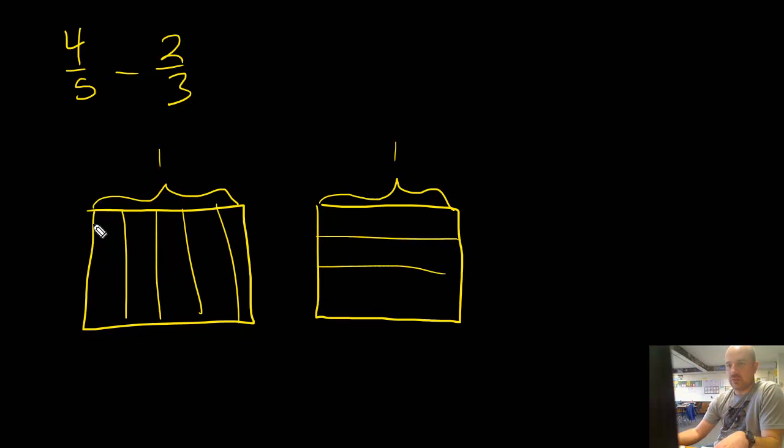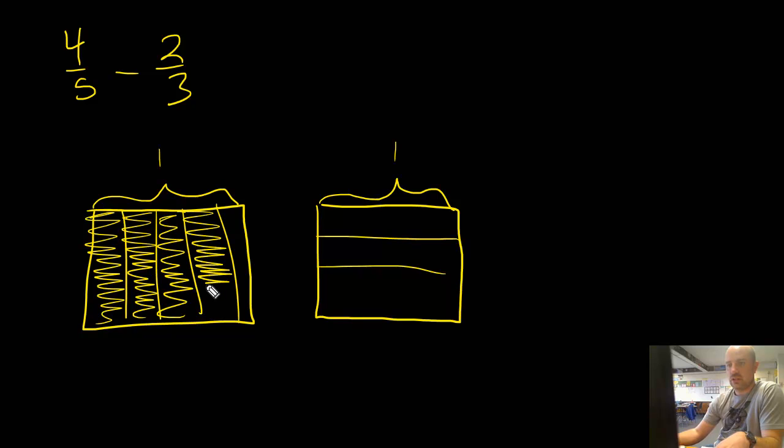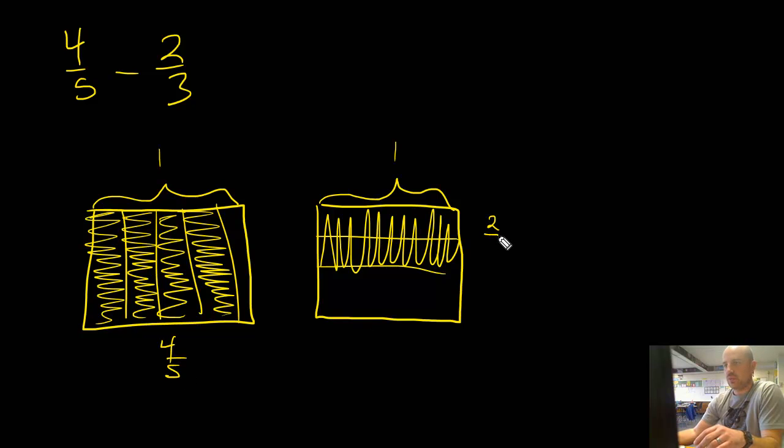Over here, 4/5. Let's color them in. Fill these in. I got 4 of them. It's almost the whole thing, isn't it? And over here I have 2/3. Okay, so here I have 4/5. Here I have 2/3. Either way, I'm good to go. I need to make them the same size pieces. So whatever I did to this side, I needed to do to that side, and that side to this side.